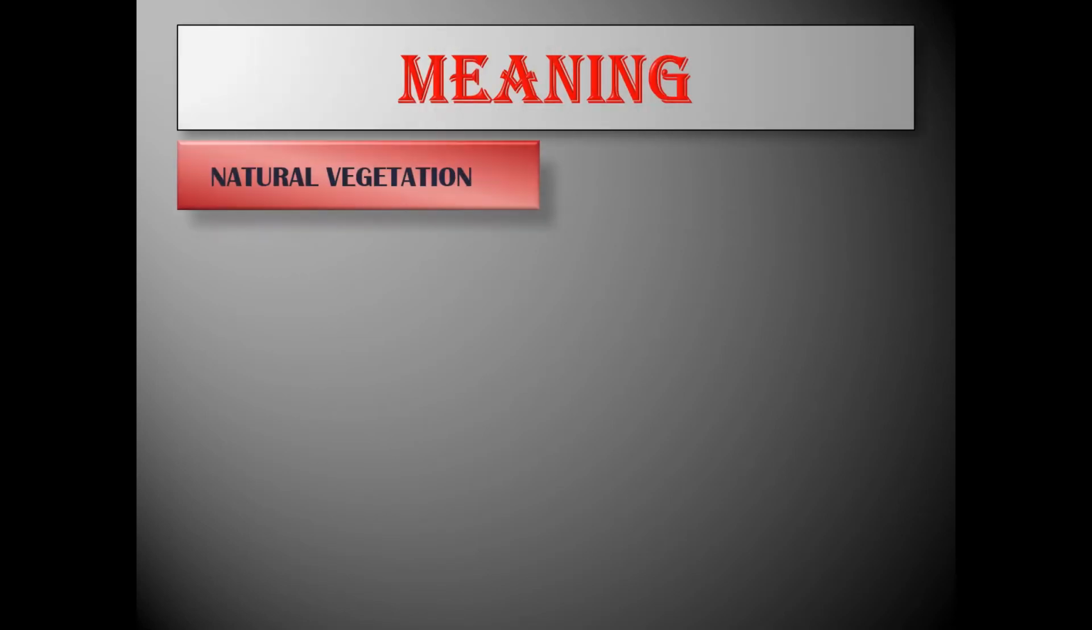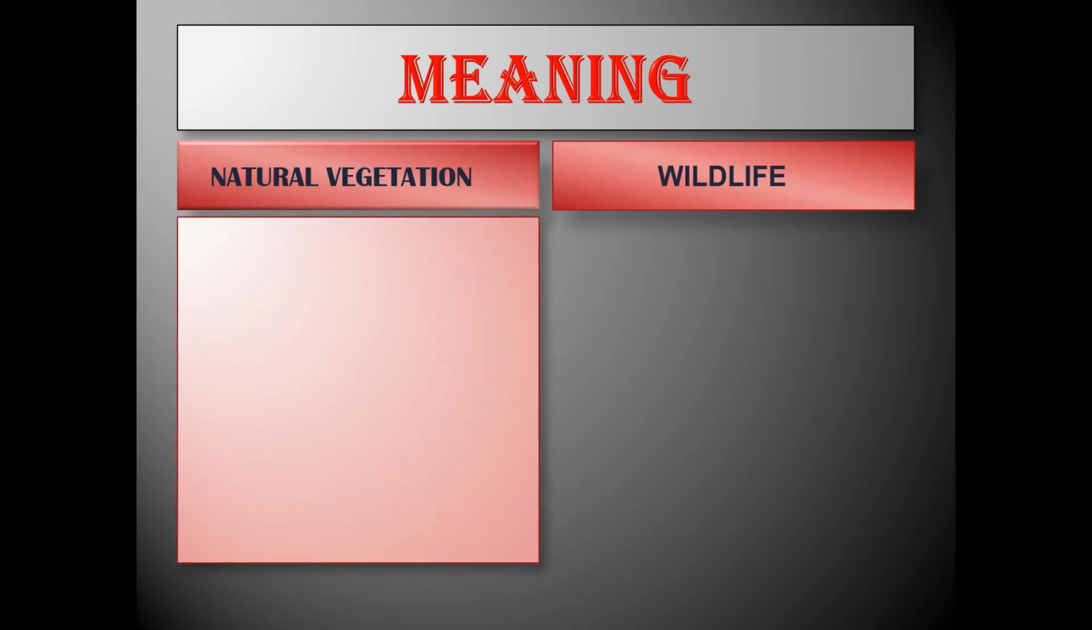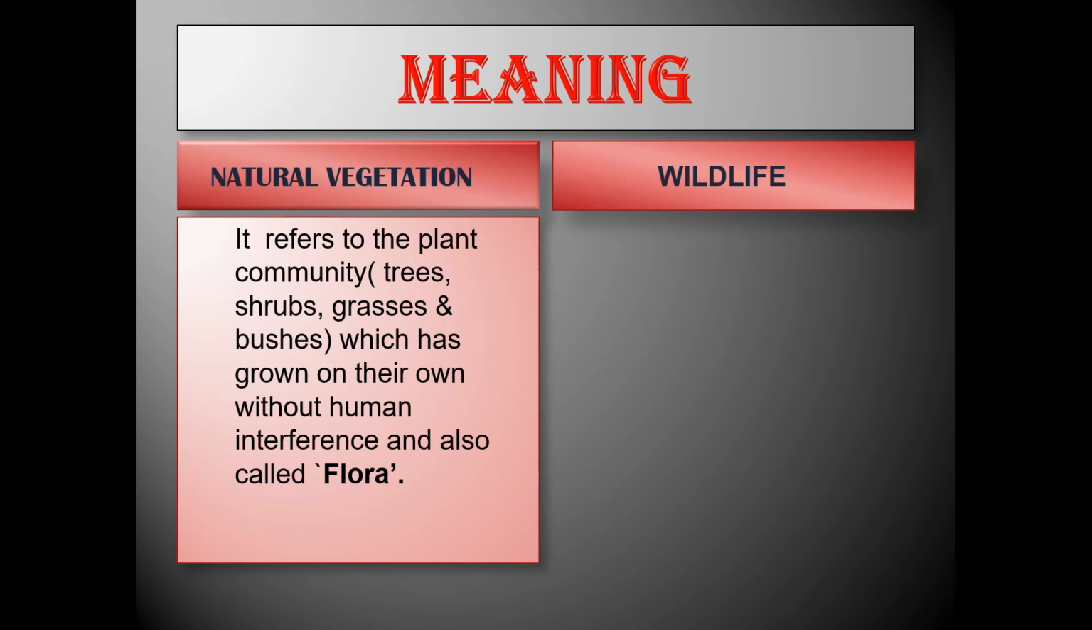So at first, it is important to know what we mean by natural vegetation and wildlife. Let us start with natural vegetation. Natural vegetation is the group of plants which have developed in an area without human interference, or it refers to the plant community that contains various kinds of trees, shrubs, grasses and bushes which have grown on their own without human interference. So, they can also be termed as flora.